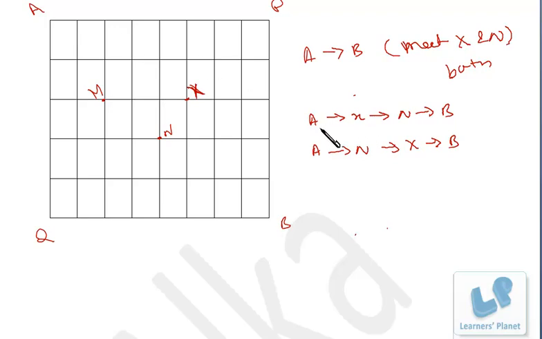So first of all, let's go for A to X. So 1, 2, 3, 4, 5, 6, 7, then N, 8, 9, then 10, 11, 12, 13, 14, 15. So in this case, 15 steps are there. And in this case, 1, 2, 3, 4, 5, 6, 7, maybe 8, 9, 10, 11, 12, 13, 14, 15. In both the cases, 15 steps are there.